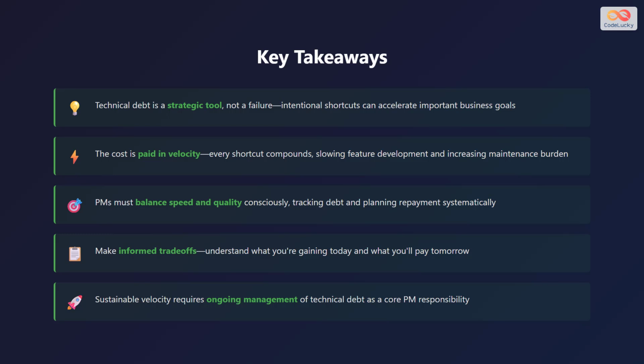Here are the core takeaways to remember. First, technical debt is a strategic tool, not a failure. Intentional shortcuts can accelerate important business goals if managed properly. Second, the cost is paid in velocity. Every shortcut compounds, slowing feature development and increasing maintenance burden over time. Third, you as a PM must balance speed and quality consciously, tracking debt and planning repayment systematically. Fourth, make informed trade-offs by understanding what you're gaining today and what you'll pay tomorrow. Finally, sustainable velocity requires ongoing management of technical debt as a core product manager responsibility. Use this knowledge to make better decisions for your product and team.